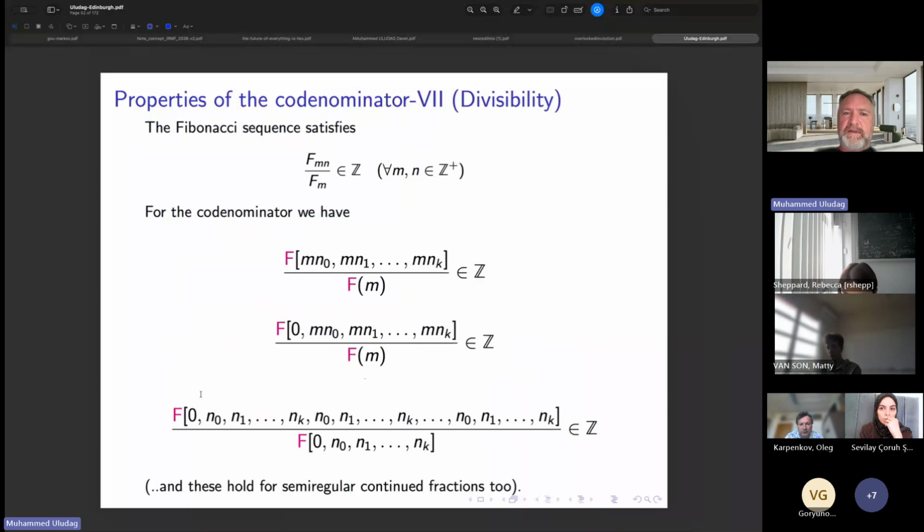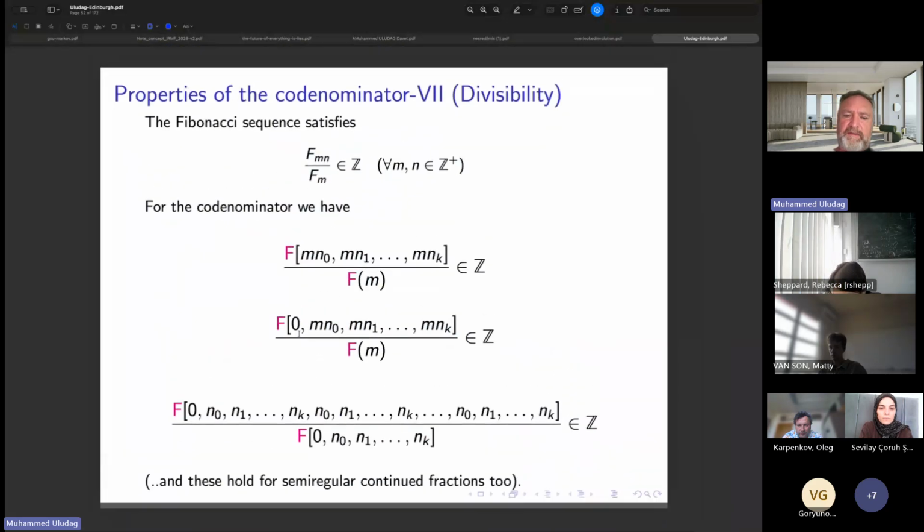We have another property, the divisibility property. The Fibonacci sequence is known to satisfy this property: the mnth Fibonacci number is divisible by the mth Fibonacci number. As a generalization of this, if we multiply all the partial quotients of a continued fraction by m simultaneously, then this codenominator value is divisible by f of m.